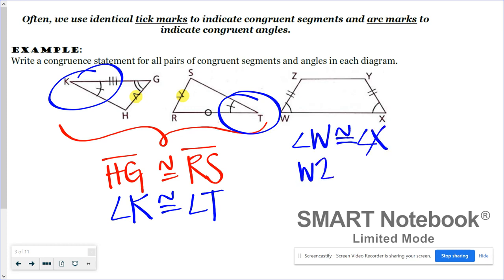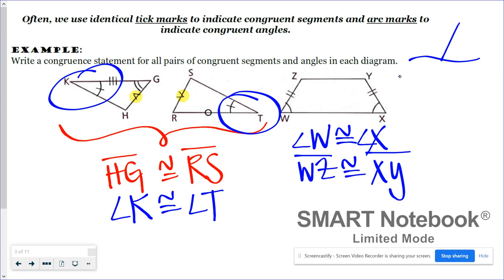I can say that segment WZ is indeed congruent to segment XY because of those identical markings. I'd also like to take a moment and point out that in this example here, I was using a single letter to name my angles. That's because it was absolutely safe to do so. There weren't any other angles that I could possibly be talking about, okay?